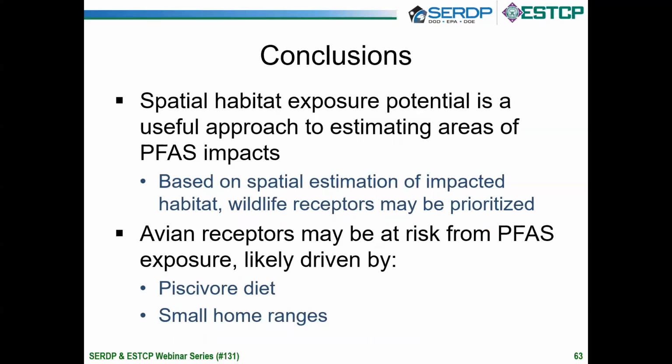So there are a couple main takeaways from this research. First, that spatial habitat exposure potential can be a useful approach to estimating AFFF and PFAS contaminated habitat, and that we can prioritize species that may have high exposure potential. Secondly, avian receptors may be at risk from PFAS exposures, specifically those with small home ranges and fish-eating birds, especially in sensitive life stages.